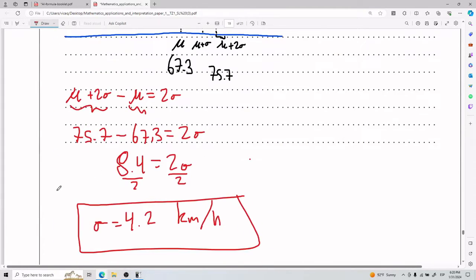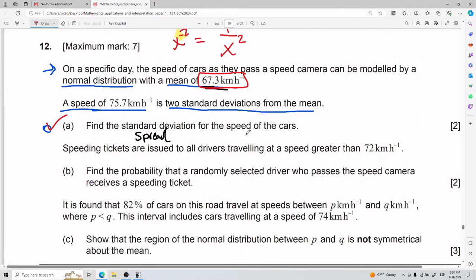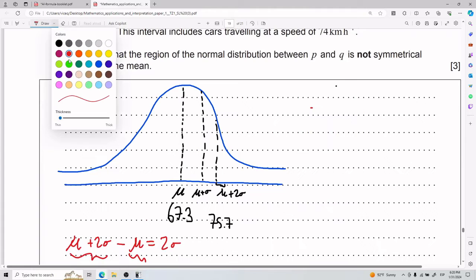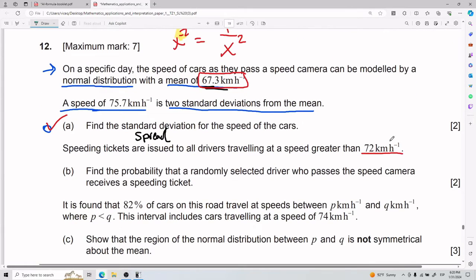So for part A, we already did it, okay? This is part A. Just finding the standard deviation. All fine for now. Then they tell us that speeding tickets are issued to all drivers traveling at a speed greater than 72 kilometers per hour. And we need to find the probability that a randomly selected driver who passes the speed camera receives a speeding ticket. So in other words, we need to find 72. This is what we have to do. Okay, so anyone greater than 72 kilometers per hour, what's the probability that they get caught?